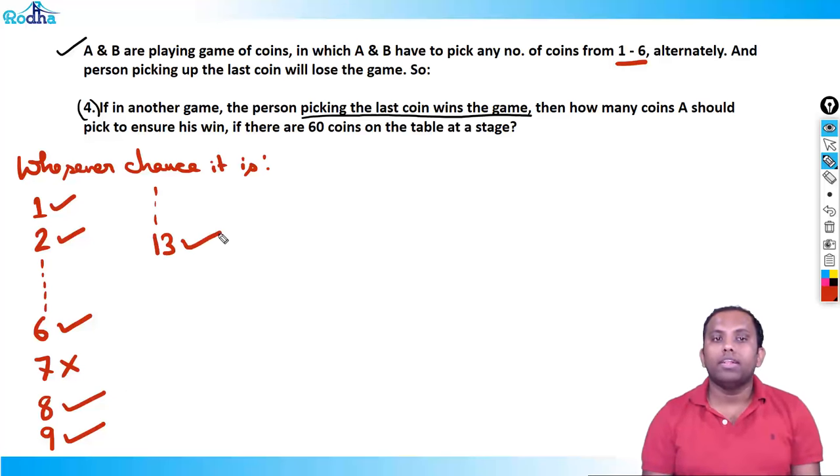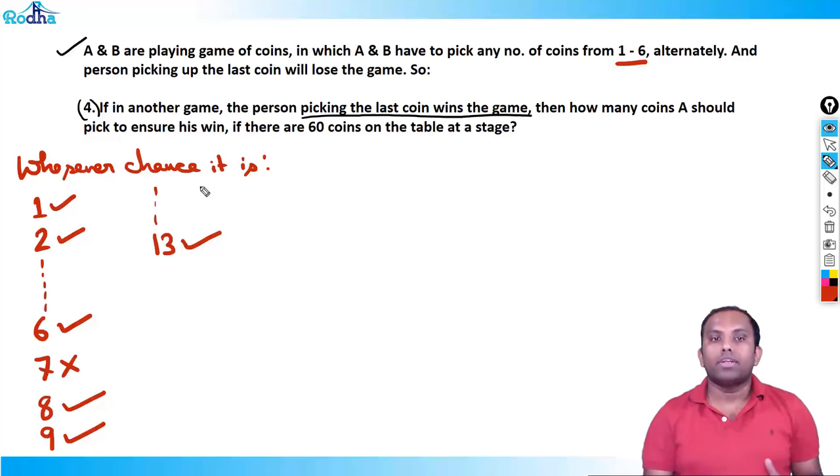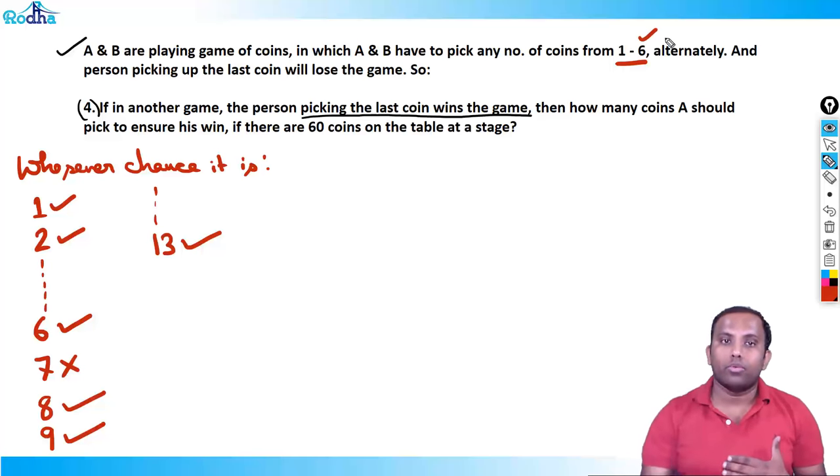Till 13, because till 13 I can pick 6 coins and bring the game down to 7 coins for you. And I know that whosoever's chance it is, if there are 7 coins on the table, he will lose the game. So till 13 coins, the game is in my favor. I can pick 6 coins and bring the game to 7 for you.